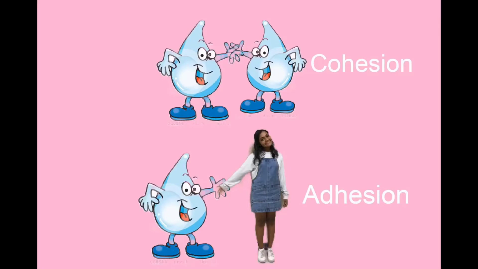Next, we will talk about the properties of water. And the property of water that we will be discussing is cohesion and adhesion. Cohesion and adhesion is a property of water that describes how water is sticky. Cohesion describes the bonding of water molecules to each other, and adhesion describes water bonding to other things. Cohesion and adhesion help hold water together within plants and helps with capillary action.